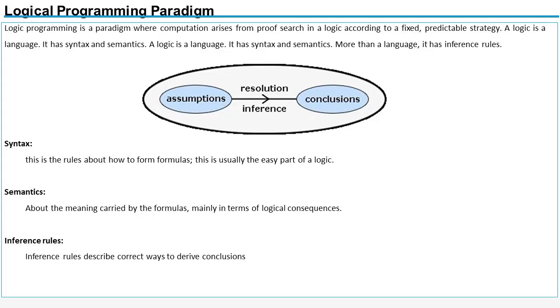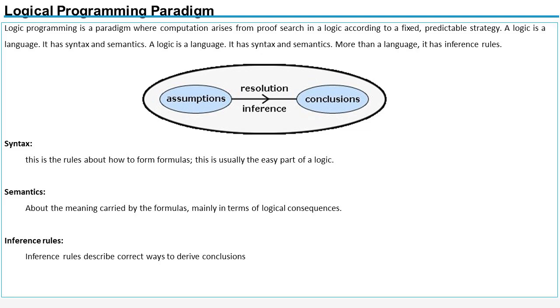Logical programming paradigm. Logical programming is a paradigm where computations arise from proof search in a logic according to a fixed predictable strategy. A logic is a language. It has syntax and semantics.